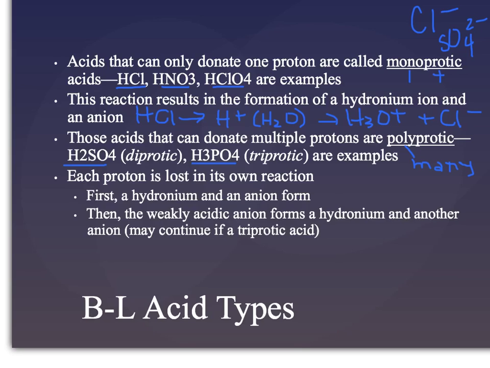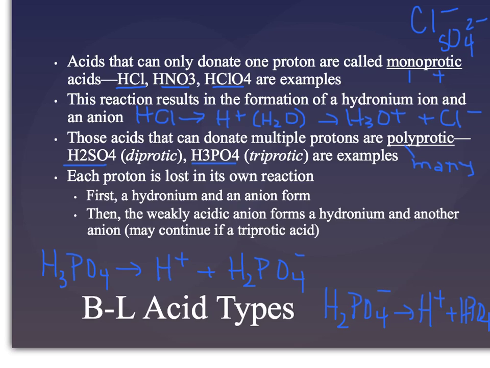This donation happens individually. So, for example, when phosphoric acid breaks down, a single proton is donated, and then we are left with an ion that contains the rest of the elements in the group. And then a second reaction will occur where this ion will donate another proton, and then you'll have another ion, and so on, until eventually all of the protons are donated.